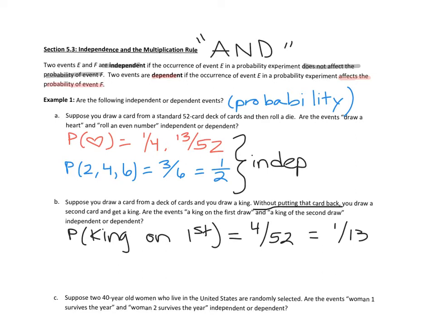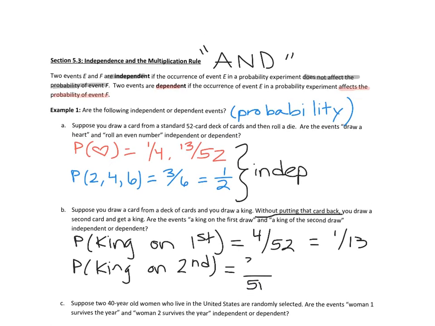Okay, and now let's look at getting a king on the second draw. All right, well, it depends. First of all, how many cards are left? 51 cards. All right, so our sample space is going down to 51 because we took a card away. And it depends. If we got a king on the first draw, how many kings are left? 3. That's perfect. And if we did not get a king on the first draw, how many kings are left? 4. And we still only have 51 cards in our deck. So the second probability is affected by the first event. Because if we get a king, it's one probability. If we did not draw a king on the first draw, it's a different probability. So in this case, the probabilities are affected. So these are dependent events.